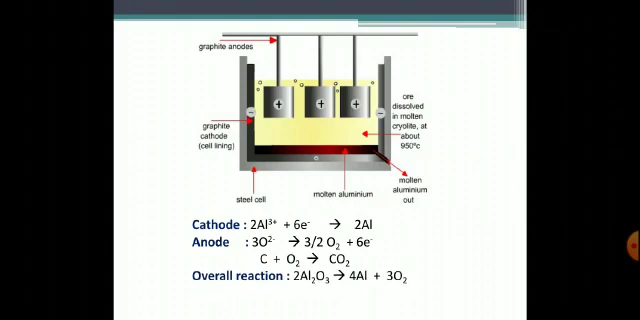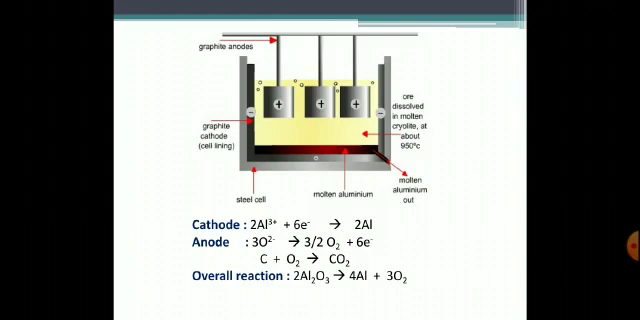So the overall reaction is, on passing electric current, pure alumina is converted into aluminium and oxygen. So the extraction of aluminium is over.